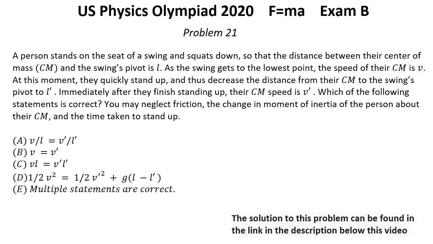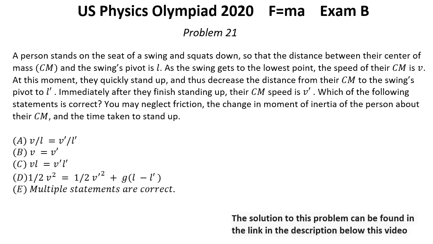You might neglect friction, the change in the moment of inertia of the person about their center of mass, and the time taken to stand up. Solution for problem number 21. Because the person is doing work to stand up, the energy is not conserved in this problem. Instead, the angular momentum about the swing pivot is conserved, since there is no net torque.